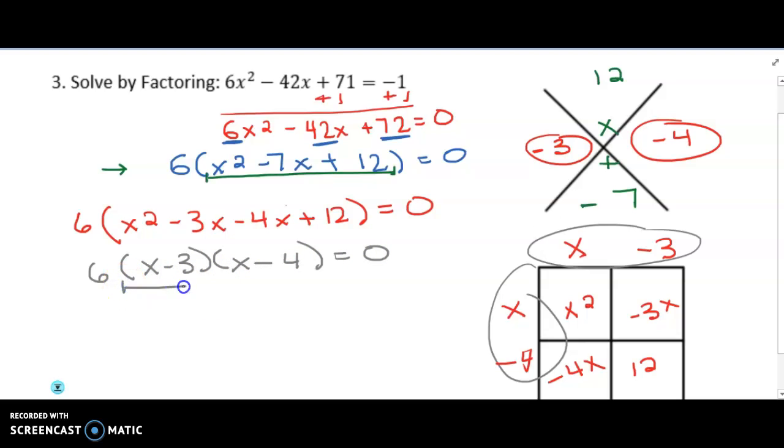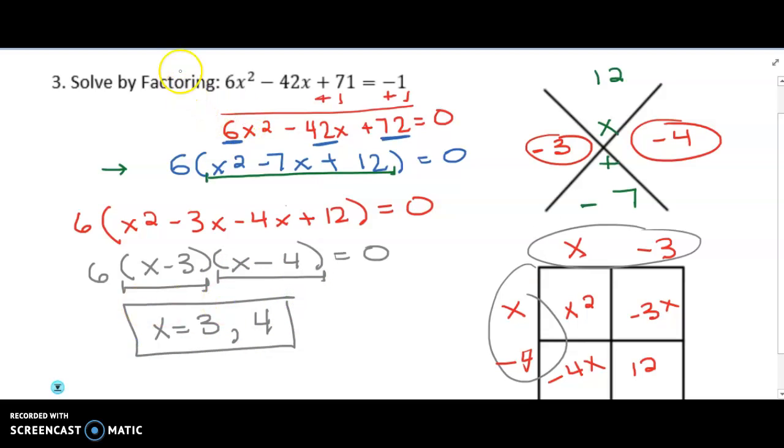Okay, now when is x minus 3 equal to 0? Well, when x is 3. And when is x minus 4 equal to 0? When x is 4. So 3 and 4 should be your solutions here.